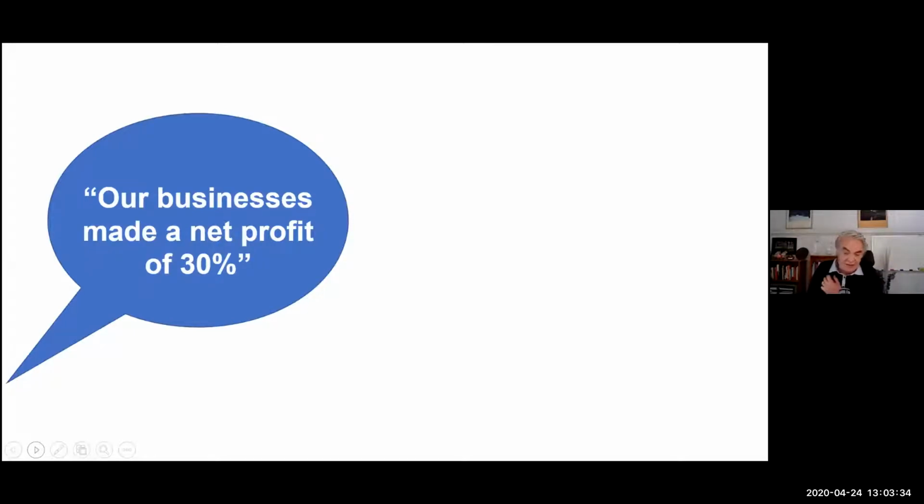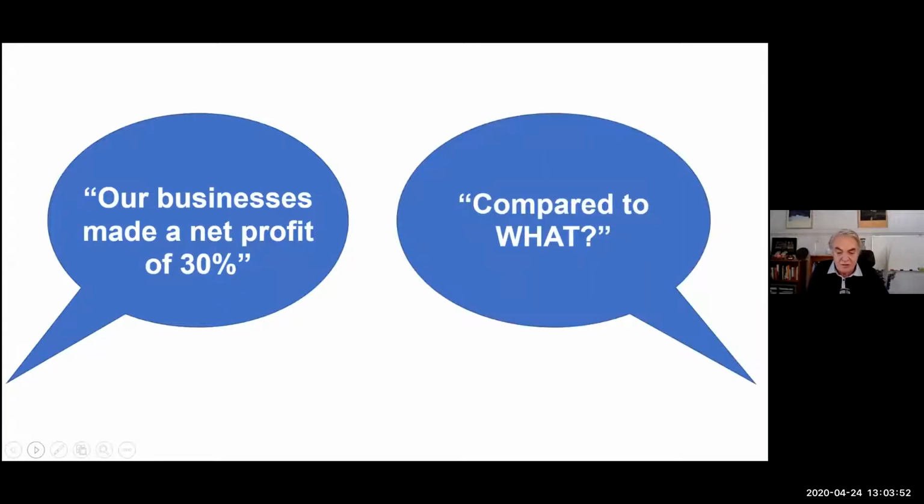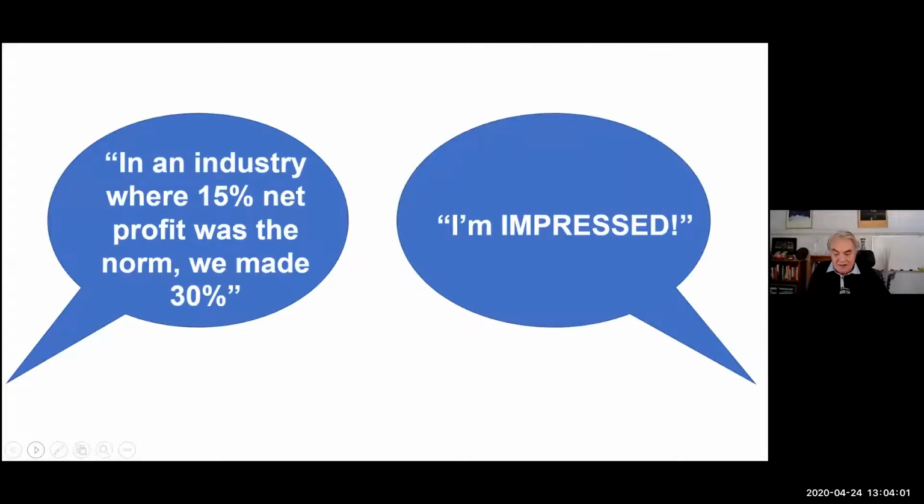Recently, in fact, at the last conference I attended where I was able to sit in a room with other people, one of the speakers stood up and said, our businesses in their particular industry make a net profit of 30%. And the impact on the audience was not what they expected, because most of us were thinking, well, compared to what? So my suggestion, if that person was doing that presentation again, is to give the information in an industry where 15% net profit was the norm. We made 30%. Putting that 15% as a reference point in their mind first meant that when you gave them the figure you wanted them to remember, it had the right impact.